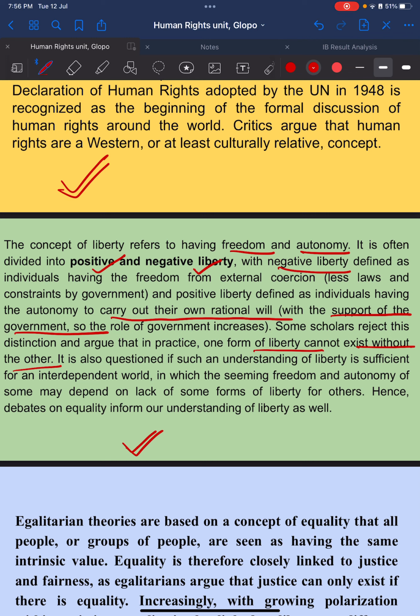It is also questioned if such an understanding of liberty is sufficient for an interdependent world in which the seeming freedom and autonomy of some may depend on lack of some forms of liberty for others. Hence, debates on equality inform our understanding of liberty as well. So that means that all the key concepts are interdependent over here. You cannot study all these concepts in isolation.